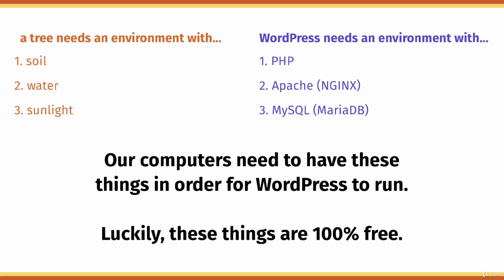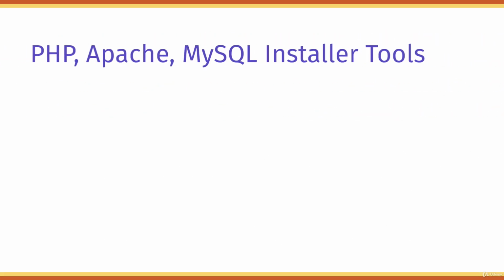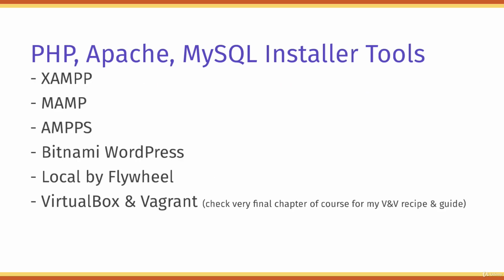But luckily, these three things are completely free. And there are lots of different tools out there that will automatically install all three of them for us. All of the tools listed on the screen right now are free and they all do the same thing. They give us the metaphorical soil, water, and sunlight that WordPress needs in order to run on our computer. So we don't need all of these tools, we just need one of them.